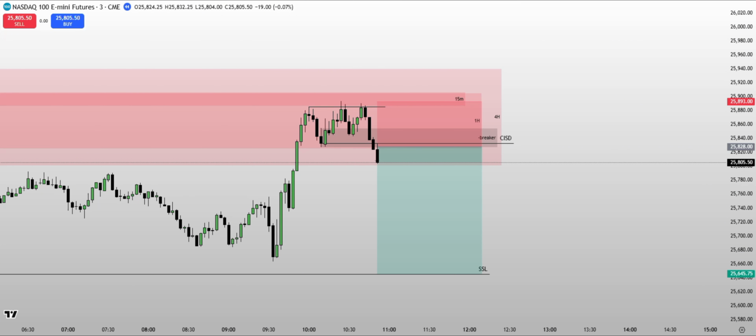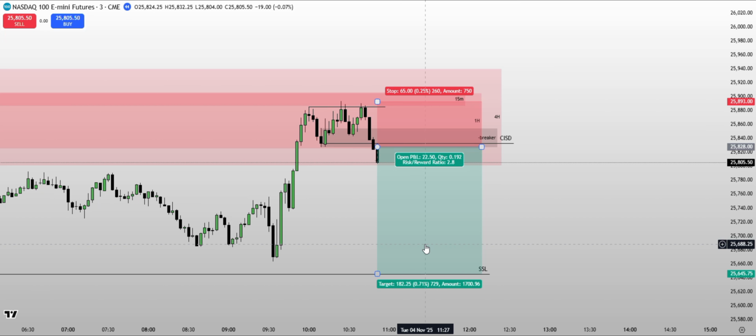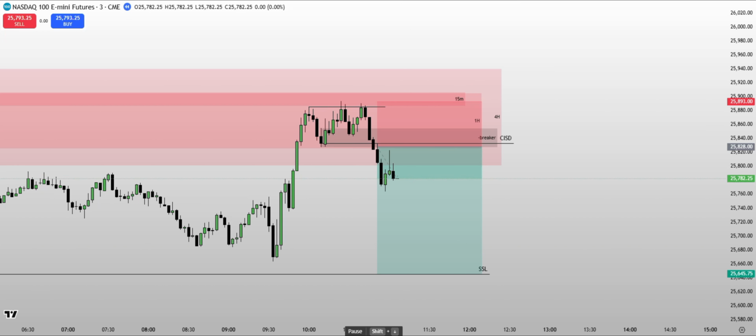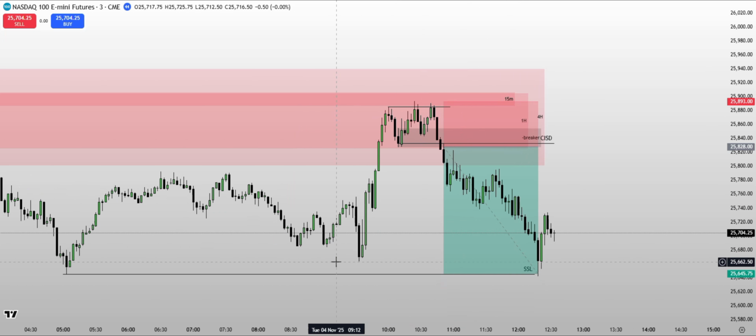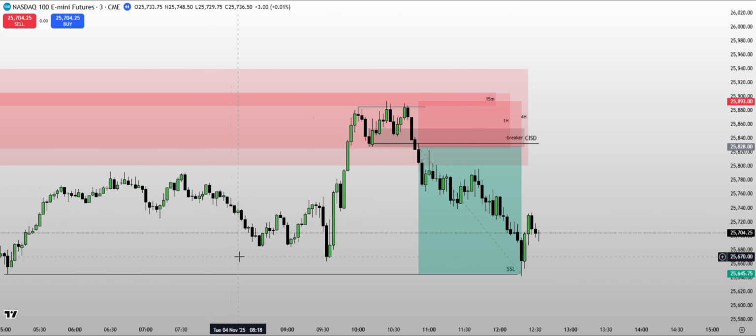And so right there is the entry. That's the entry there. And let's see how price reacts. Around a 2.8 to 1R. And as you can see, there we go. Price goes and takes that low. We left that low behind. We left the drop behind.